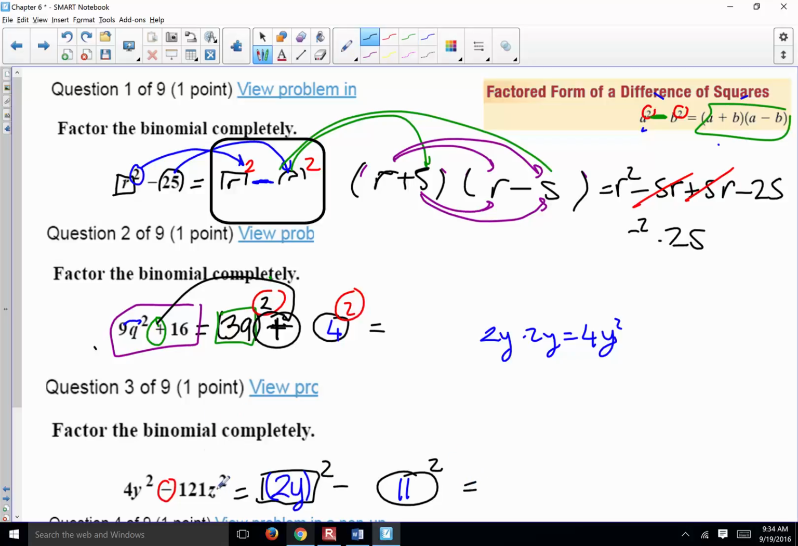Oh, this question is different. For the first time, the ending number is not just a number. It has a variable part as well, with a z square. I don't care. If I see z, I put a z there. Okay?